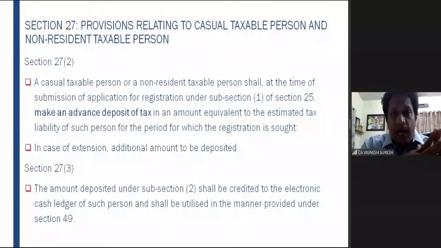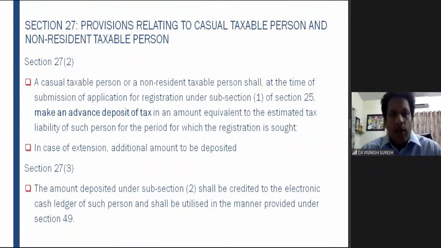If you are a casual taxable person or a non-resident taxable person, you need to make an advance deposit of tax. You need to estimate and calculate your tax liability, and according to that, you need to make an advance deposit of tax, right? In case you are extending the registration of the casual taxable person, a further additional amount deposit has to be done.